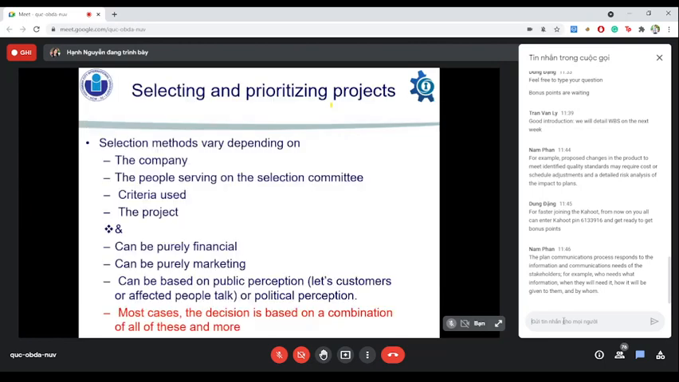Selection depends on the company, the people serving on the selection committee, and the criteria used in the process. It can be purely financial, it can be purely marketing, it can be based on public perception or political perceptions, but in most cases, the decision is based on a combination of all of the above or even more.